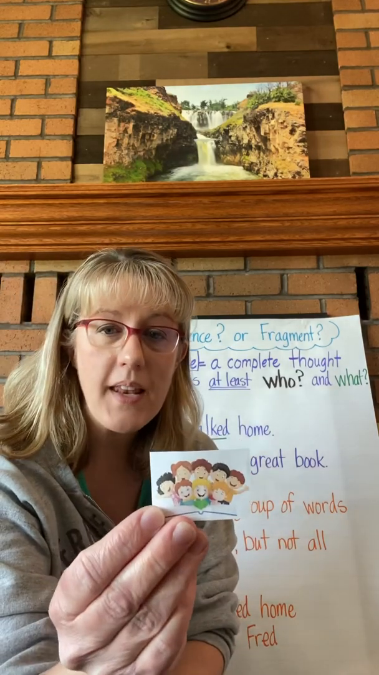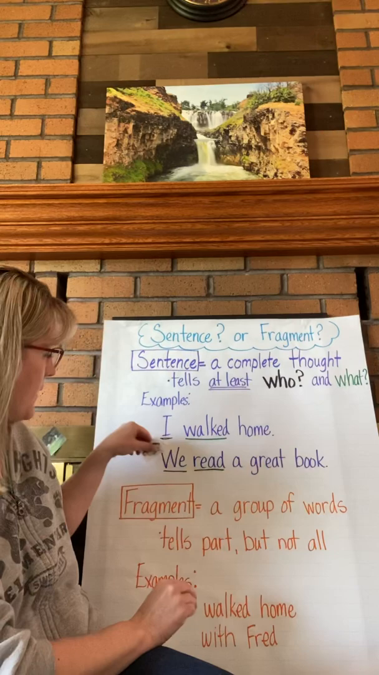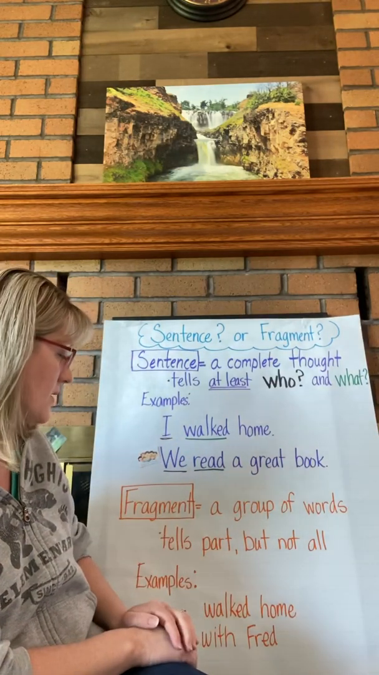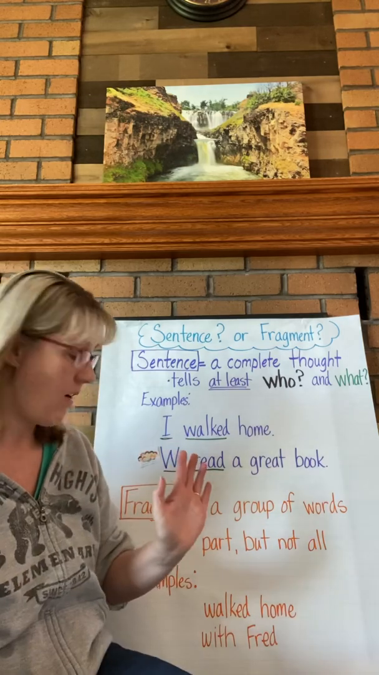Here would be an example of a complete thought. Here they are. They're reading the book. Okay, so I'm going to put that over here. That would be my sentence. Now, a fragment is a group of words that tells part, but not all.